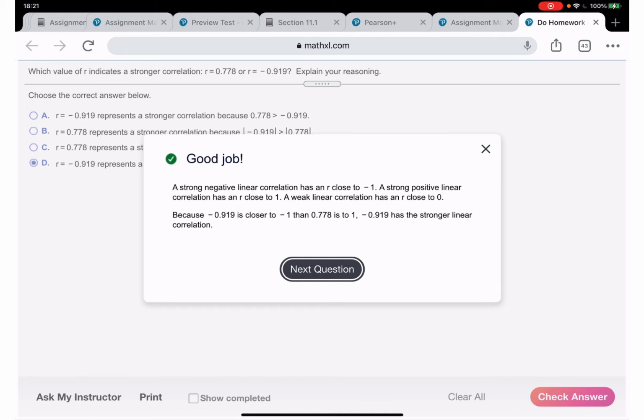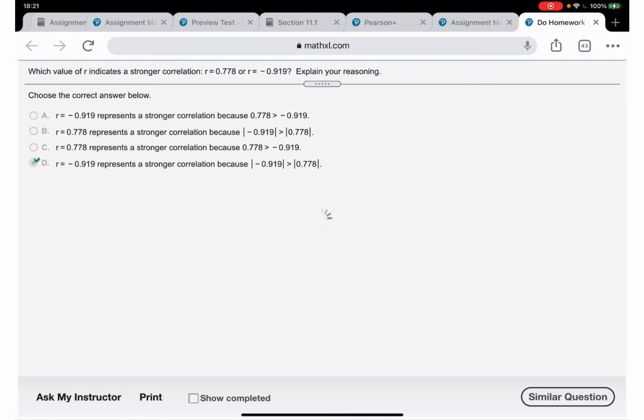Fantastic. A strong negative linear correlation has an r close to -1. Strong positive has r close to 1. A weak linear correlation has r close to 0. Because negative 0.919 is closer to -1 than 0.778 is close to 1, and just like I explained, by absolute value, 0.919 is greater than 0.778. Because it doesn't say positive or negative, the 0.919 is stronger.